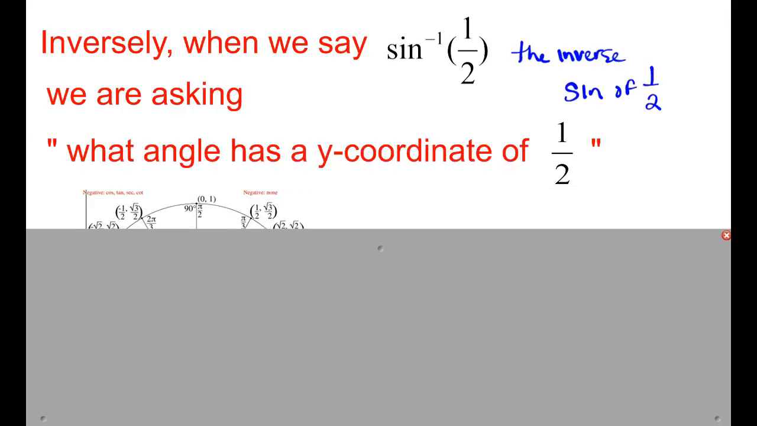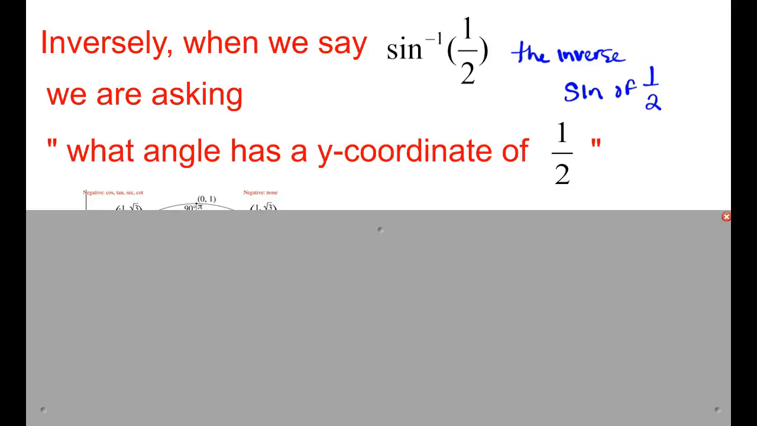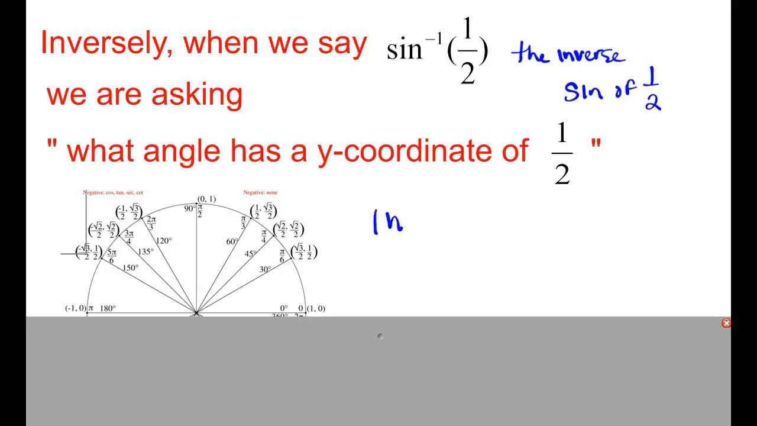We are asking, and you need to write this down: what angle has a y coordinate of 1/2? So this says, I'm giving you the length. You tell me the angle. Inverse trig gives us the angle.